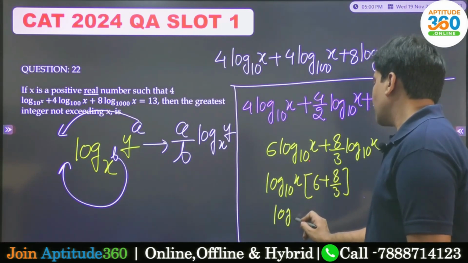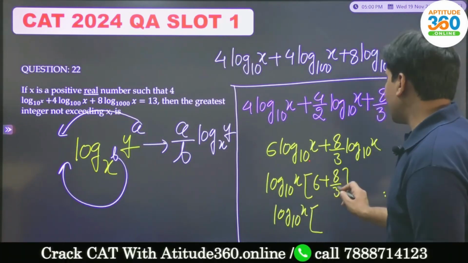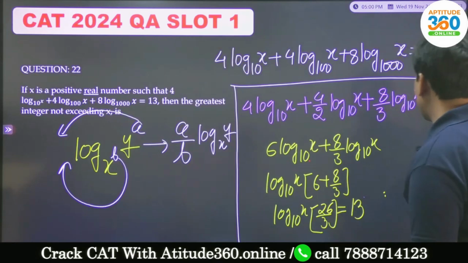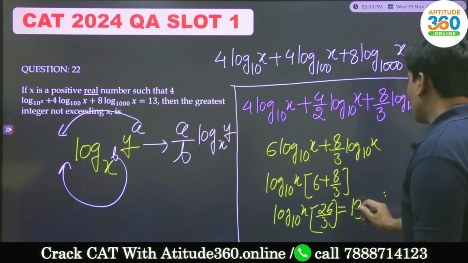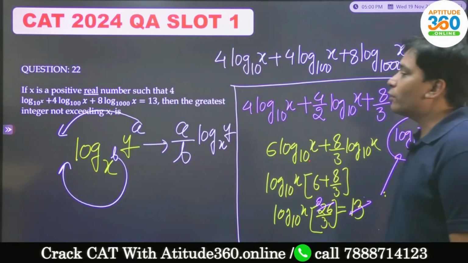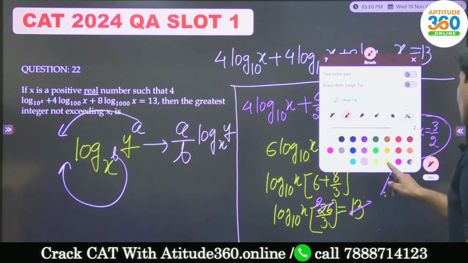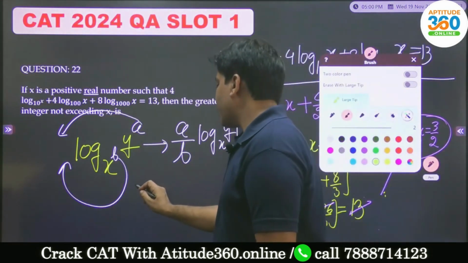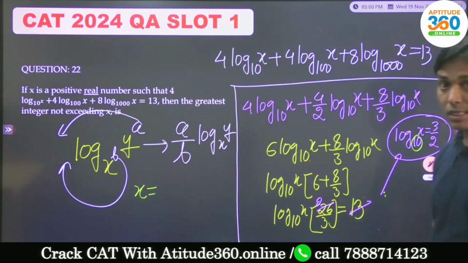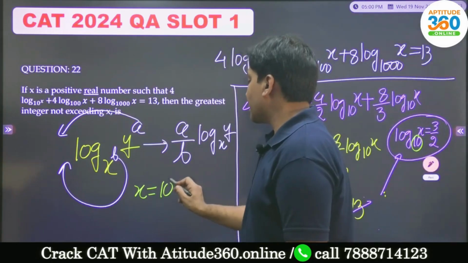So log 10x, 6 3s are 18, 18 plus 8 is 26 by 3, and this value is given to us as 23. No, not 23, it is 13. So 13, and then this value is 2. So the value of log 10x comes out as 3 by 2. If the value of log 10x is 3 by 2, the value of x will become, how much is it going to become? 10 raised to 3 by 2, isn't it? It is going to be 10 raised to 3 by 2.